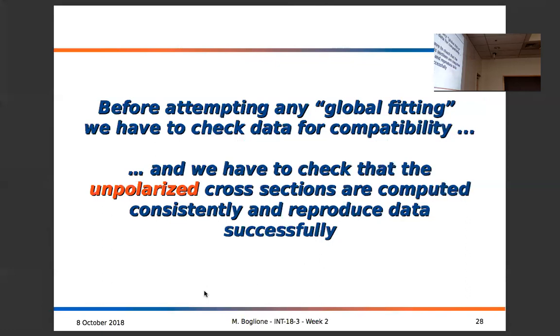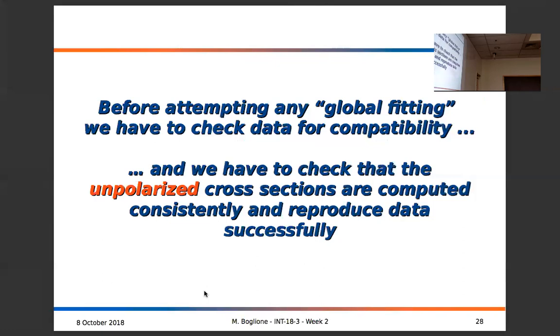Okay, so what we're fitting here are asymmetries, and asymmetries are always ratios. To make asymmetries, you take the ratio of the difference of polarization up and down, and you weight it with the sum. And the sum is the unpolarized cross-section. So our first question was, are we actually describing satisfactorily the cross-sections for the two experiments?